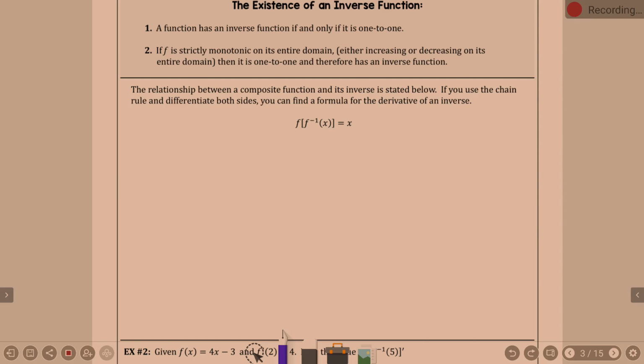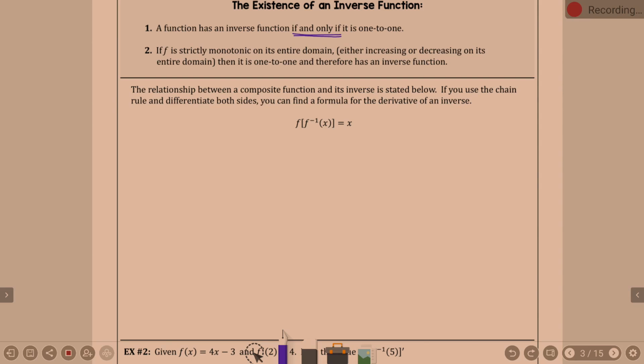The existence of an inverse function. Two things. One, a function has an inverse function if and only if it is 1-to-1. Remember, 1-to-1 means it passes the horizontal and vertical line test. And two, if f is strictly monotonic on its entire domain, so if a function is either strictly increasing, like a line or a cubic, or strictly decreasing on its entire domain, then it is 1-to-1 and therefore has an inverse function.